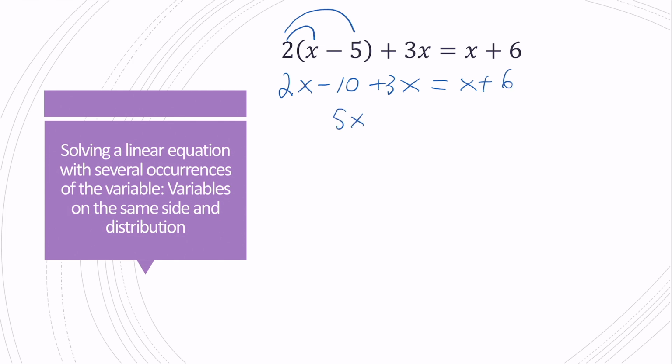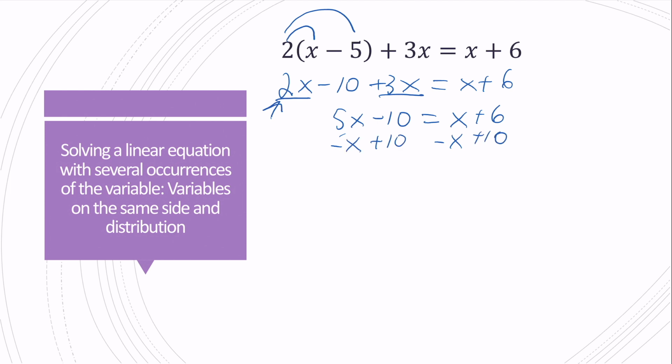I have 5x because 2 and 3 is 5. We add our coefficients. Those are those numbers in front of the variable. We subtract 10. I get x plus 6. I subtract x from both sides. I'm going to add 10 to both sides.